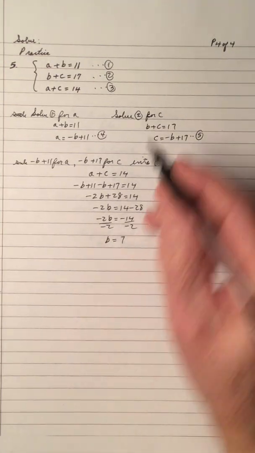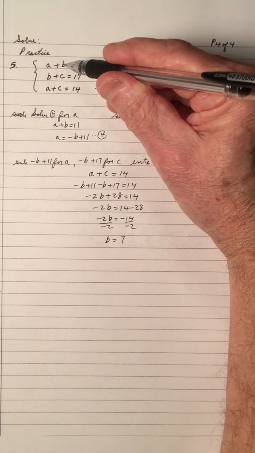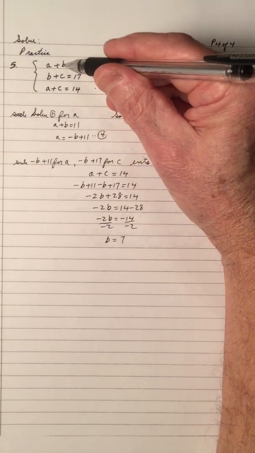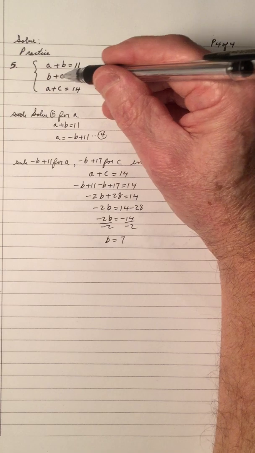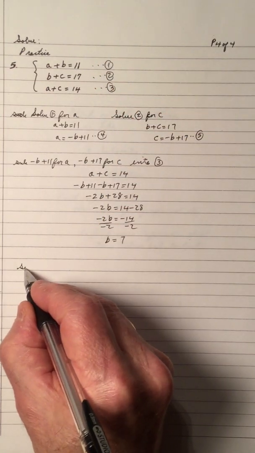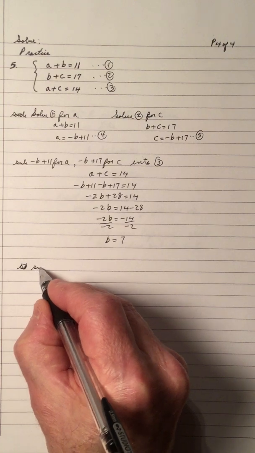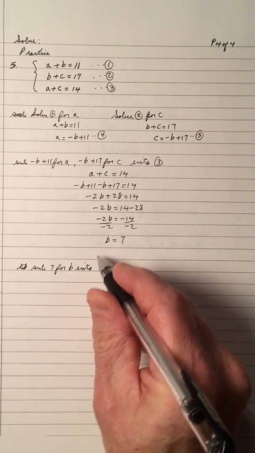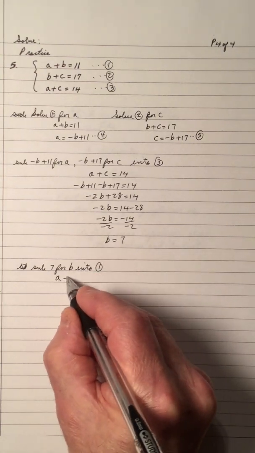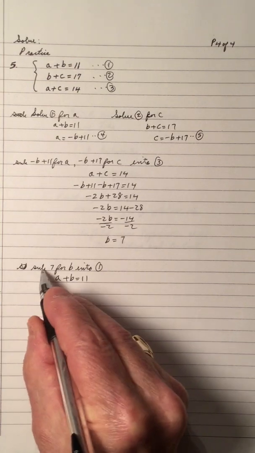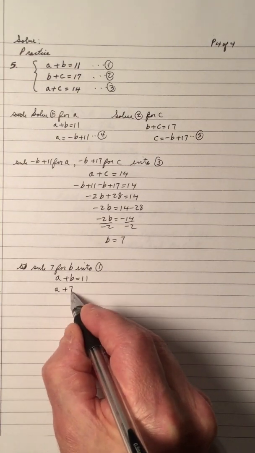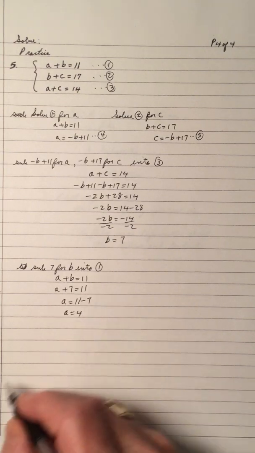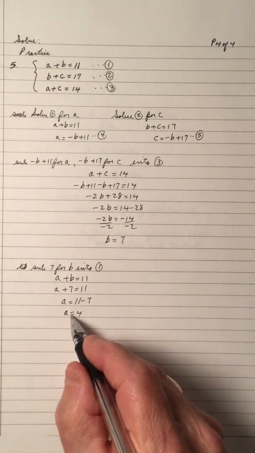Now, if we got B is 7, I can put B back in the first equation or the second one. I can't put B back in here because there's no B. So if I put B in here, I'll get A. If I put B in here, I'll get C. So sub 7 for B into number 1. A plus B is 11. So B is 7, so A plus 7 is 11. A is 11 minus 7, A is 4. So B is 7, A is 4.